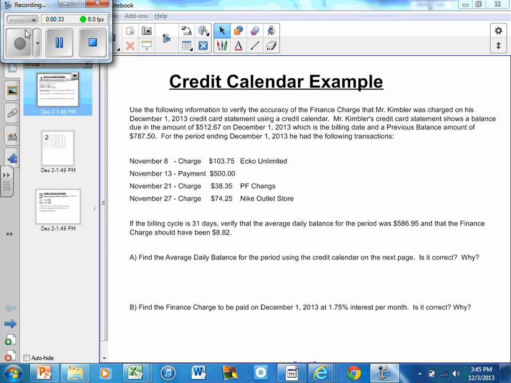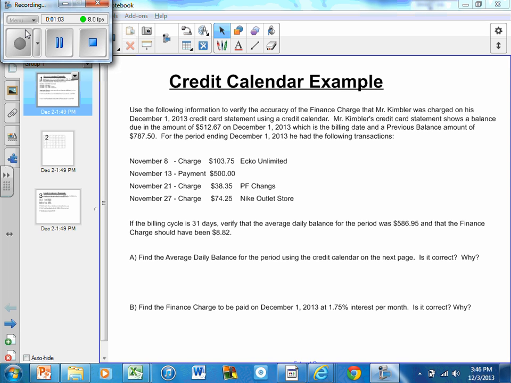On November 8th, he had a charge at Eco Unlimited for $103.75. On November 13th, he had a payment of $500. On November 21st, he had a charge for $38.35 from P.F. Chang's. And on November 27th, he had a charge for $74.25 from the Nike outlet store. If the billing cycle is 31 days long, verify that the average daily balance for the period was $586.95 and that the finance charge should have been $8.82.